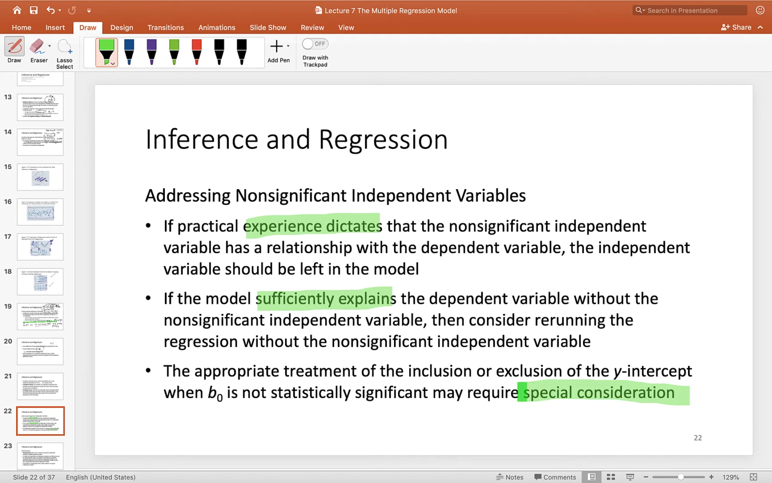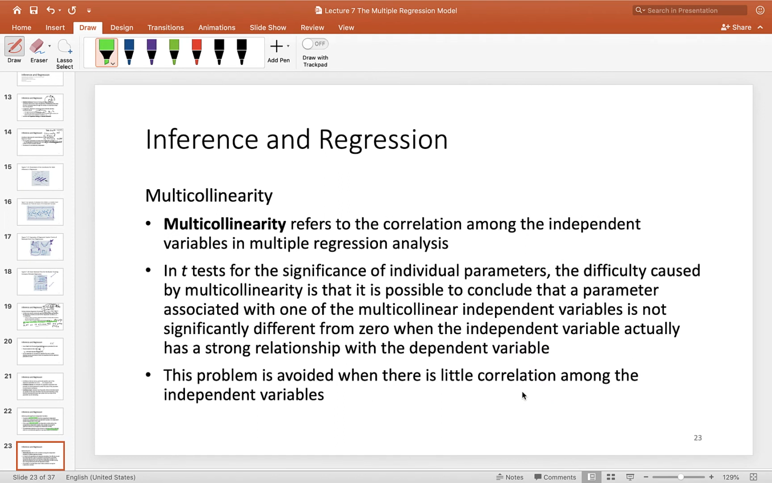So let's look at another example here, and this example is going to be based on multi-collinearity. Multi-collinearity is a problem, or can be a problem, because two of your independent variables may be related to each other. So let's move on to an example.